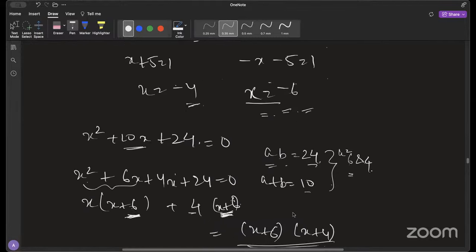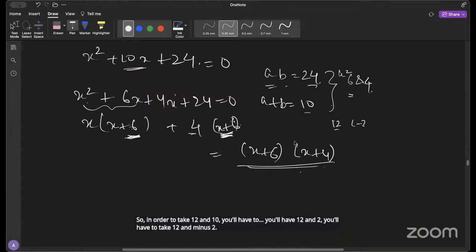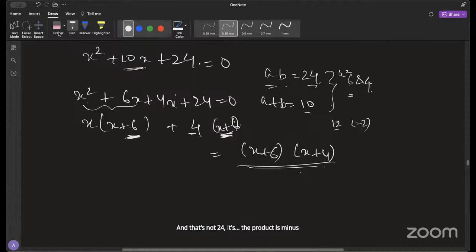Ma'am, if we take 12 and 2, then it's minus. That's why we can't take it. Yeah, in order to take 12 and 2, you'll have to take 12 and minus 2. And that's not 24, the product is minus 24. Or if you take 12 and 2, then the sum will be 14. It doesn't satisfy both these equations.